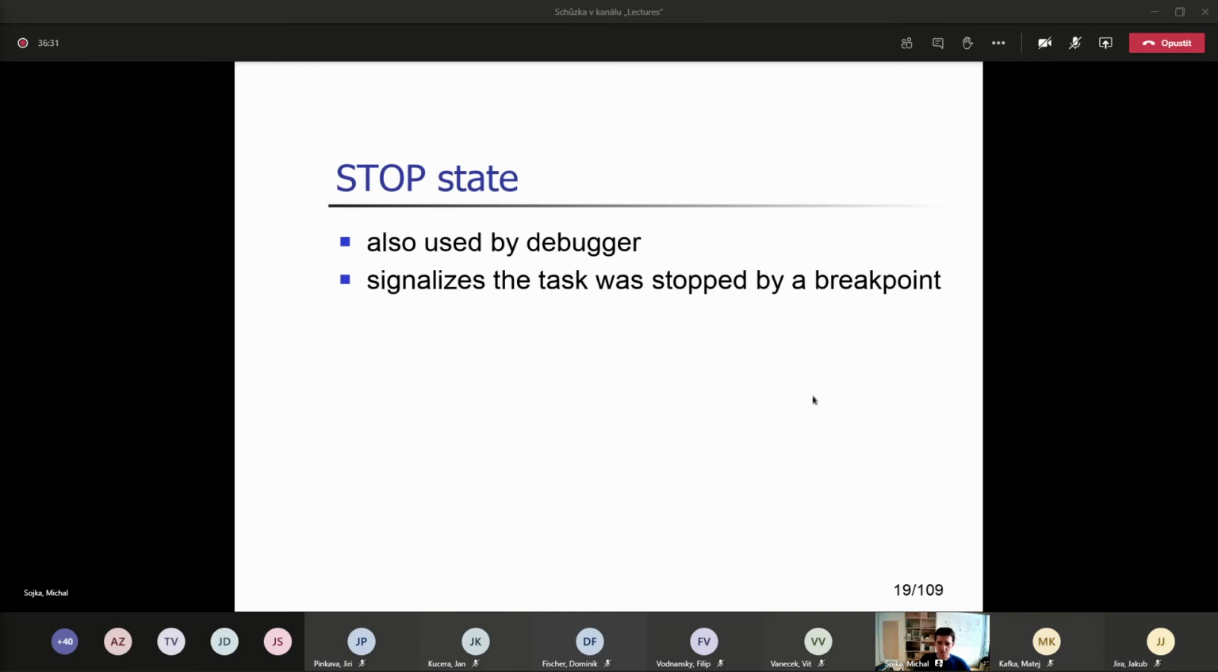And then there are some more common states like stop state, which is used by the debugger. Whenever a task is stopped by the debugger, the task is put into the stop state. This stop state was not on the initial diagram because it would not fit there well. And then there are other things which would not fit there.